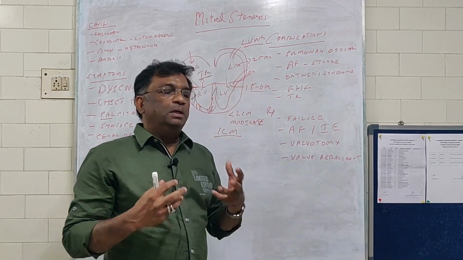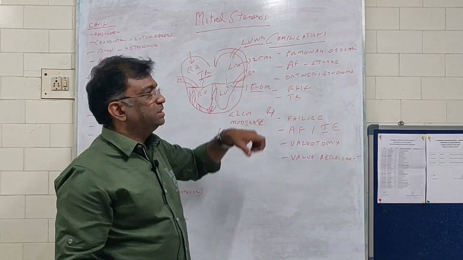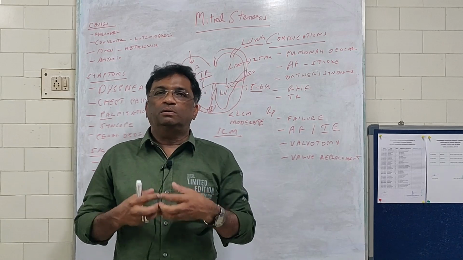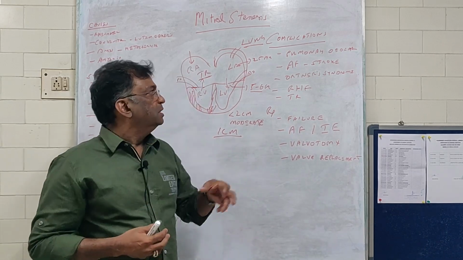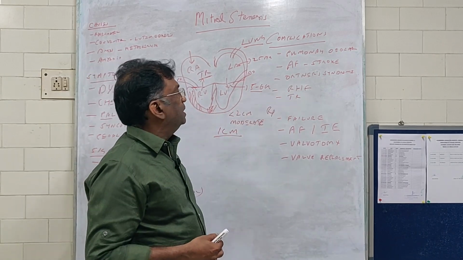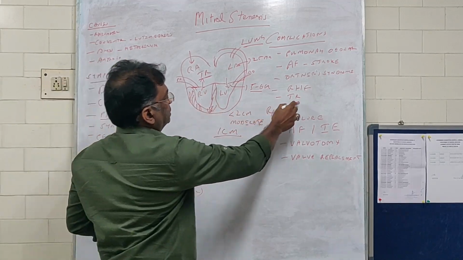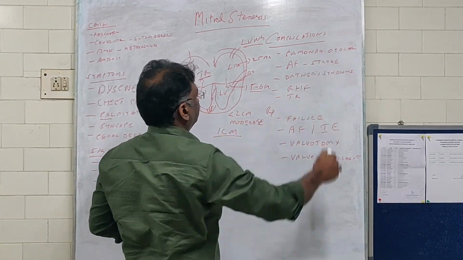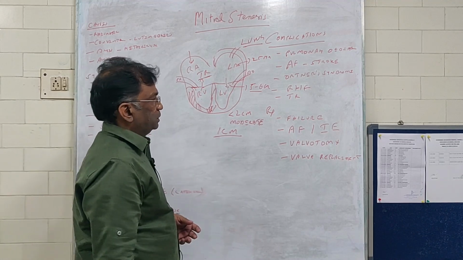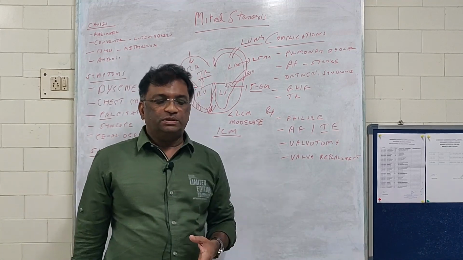There's one thing: the left atrium may enlarge and may compress the esophagus or the recurrent laryngeal nerve or the trachea. That's called Ortner syndrome. Then right heart failure, and finally you can have a functional TR. All these are complications of mitral stenosis. Now, how to treat mitral stenosis?